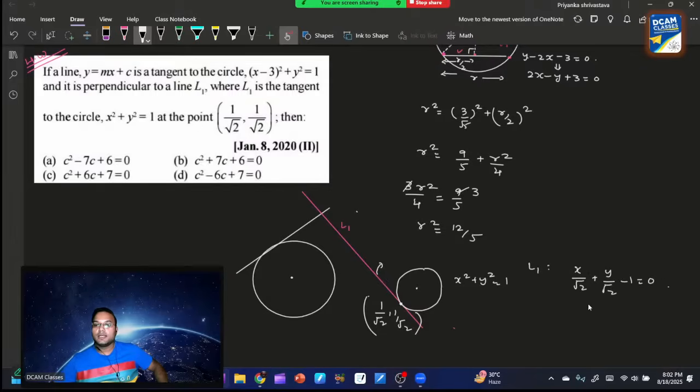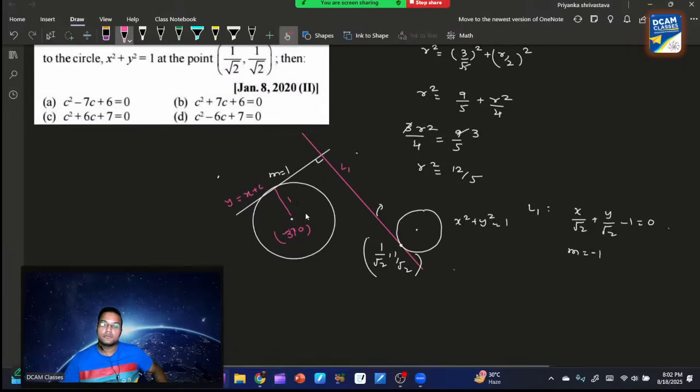Okay. This is perpendicular to our tangent, the first circle. So the slope of this is what? Minus 1, so its slope will be 1. So the equation you have got is y is equal to x plus c. What is its center? Minus 3,0. And the radius, you already know, is 1. Apply the condition, and it is solved.